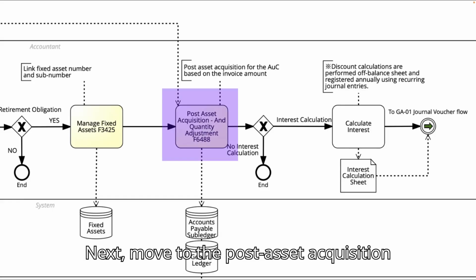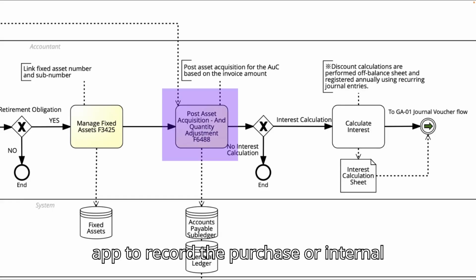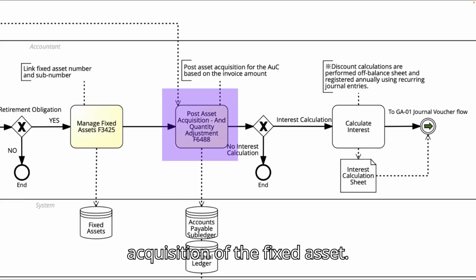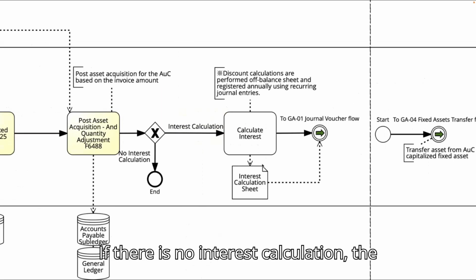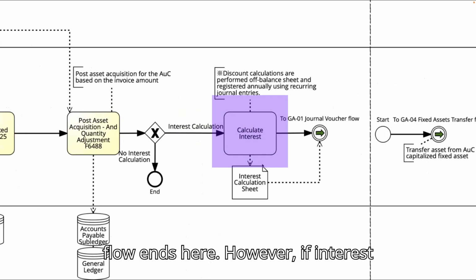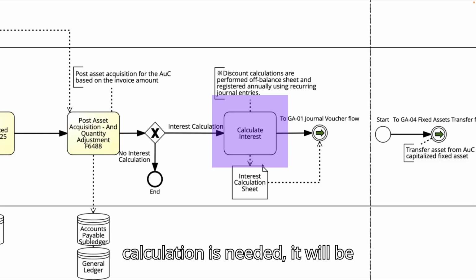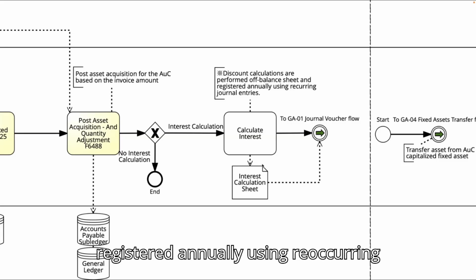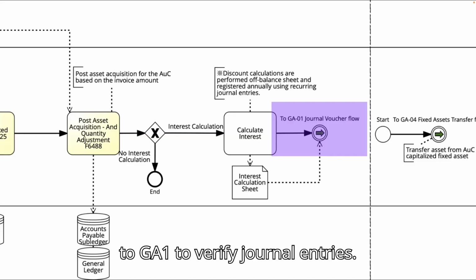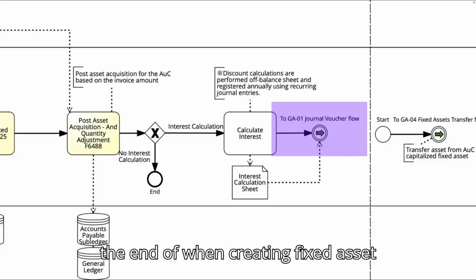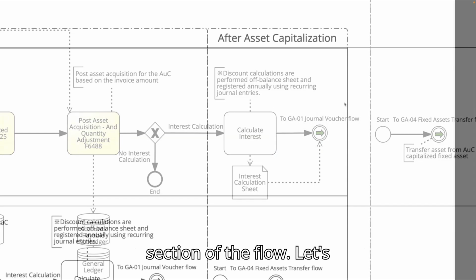Next, move to the Post Asset Acquisition app to record the purchase or internal acquisition of the fixed asset. If there is no interest calculation, the flow ends here. However, if interest calculation is needed, it will be performed off balance sheet and registered annually using recurring journal entries. Finally, proceed to GA1 to verify journal entries. This is the end of the creating fixed asset section of the flow.